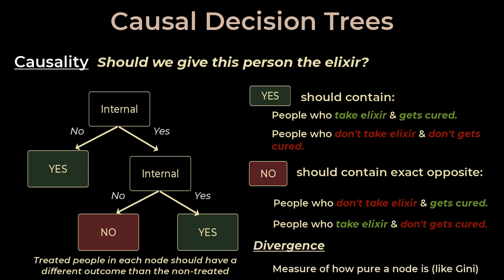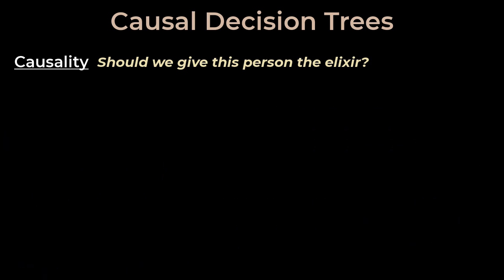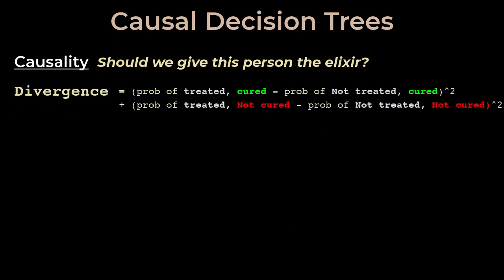And we quantify this node purity with a metric called divergence. Larger the divergence, more pure is the node. We want this divergence for a node to be as large as possible. So divergence will be the probability that a person is treated and cured minus the probability that a person is not treated and is still cured, square of that, plus the probability that a person is treated and not cured minus the probability that a person is not treated and doesn't get cured, and the square of this.